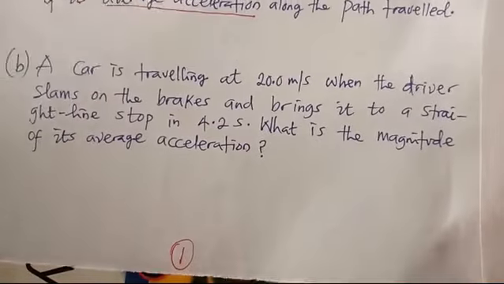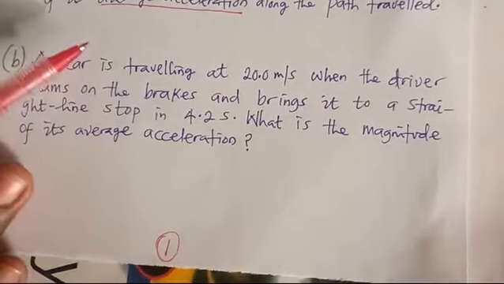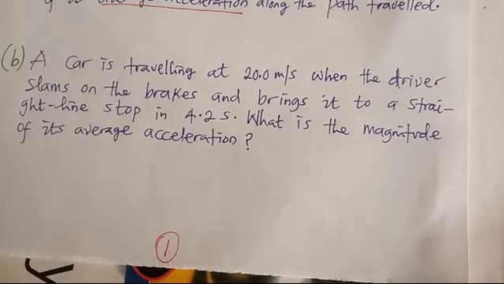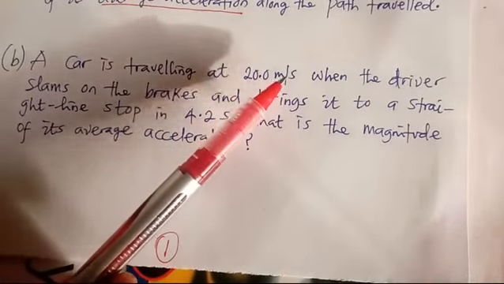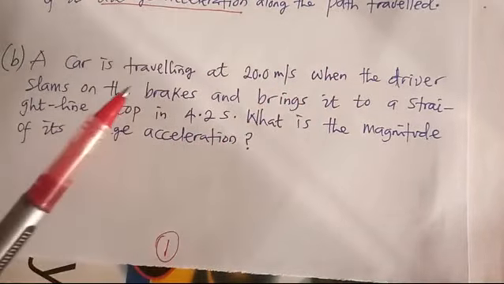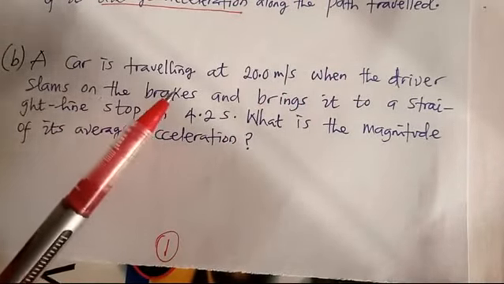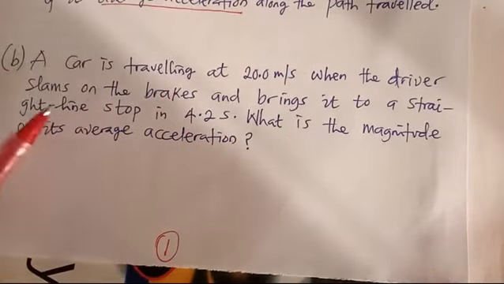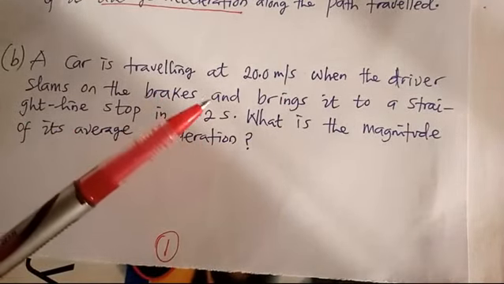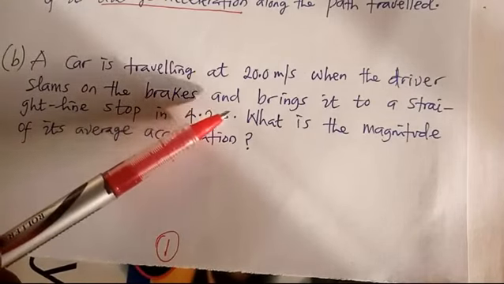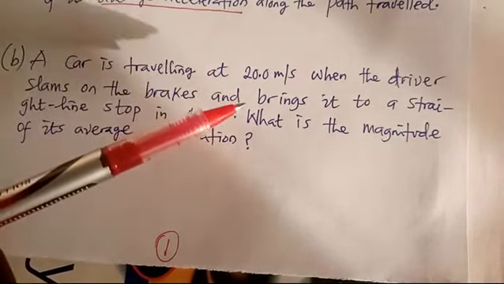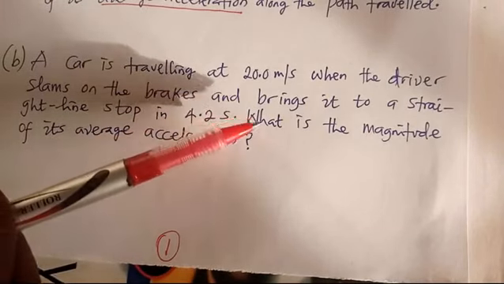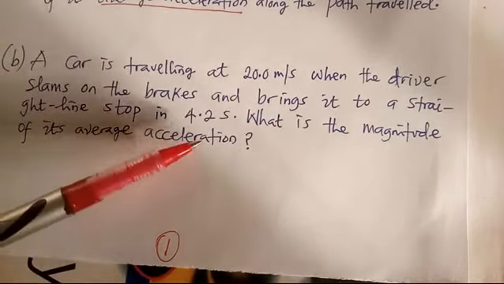Okay. The B part of the problem, we are going to solve the B part of the problem, but before that, let us see the problem. It says a car traveling at 20.0 meters per second, when the driver slams on the brakes and brings it to a straight line stop in 4.2 seconds. This is the time it takes to slow down. What is the magnitude of its average acceleration?